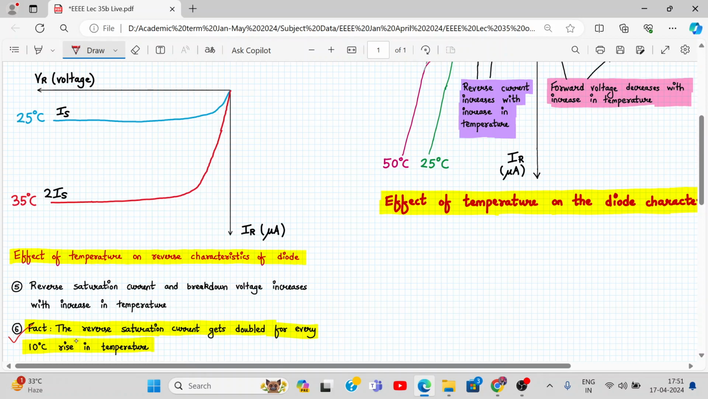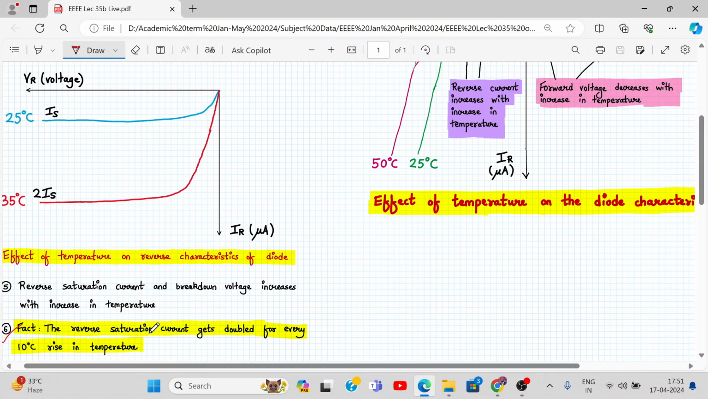This is another fact. So the PN junction's output characteristics are heavily temperature dependent. The second fact is that the reverse saturation current gets doubled for every 10 degree rise in temperature.